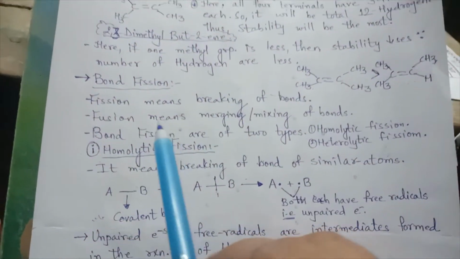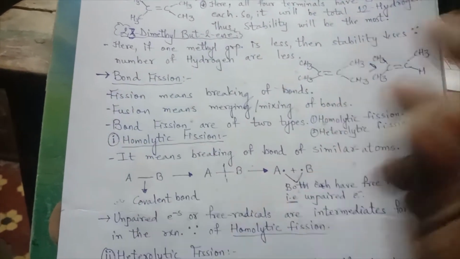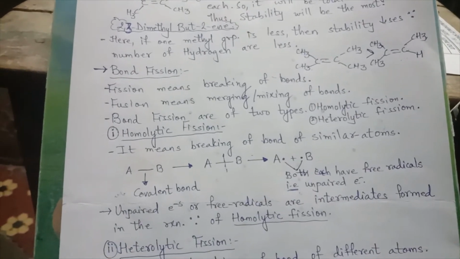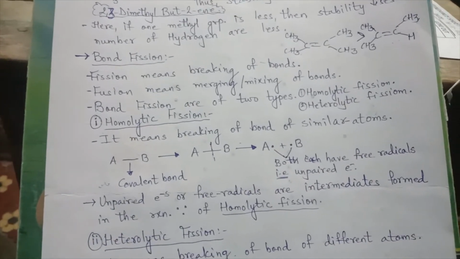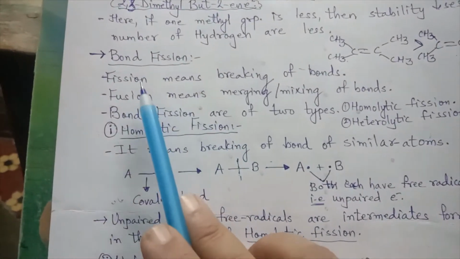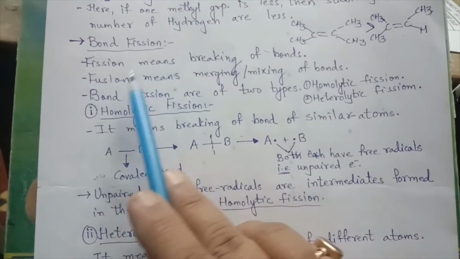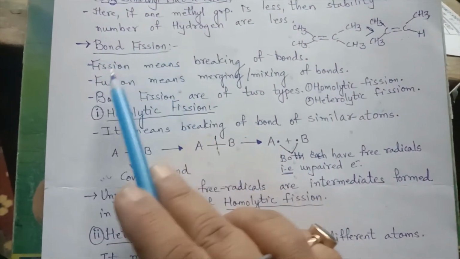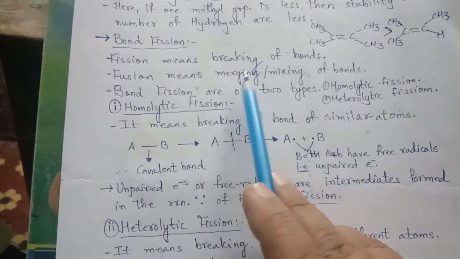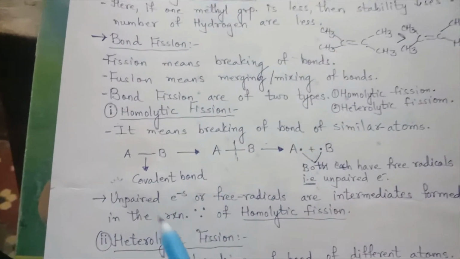Now, let us see one more topic here, which is called bond fission. Fission means to break the bond, right? And fusion means to merge, to connect, to mix, right? So first of all, what is fission? Fission means breaking, and bond fission means breaking of bonds. And fusion means merging or mixing, and bond fusion means mixing or merging of bonds.